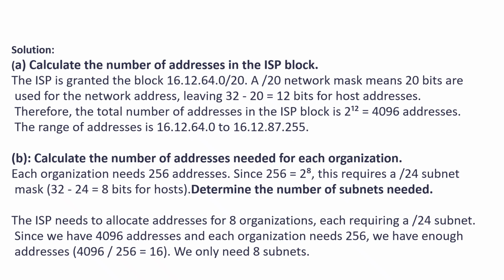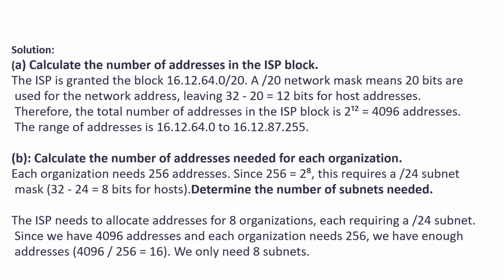So here, each and every block requires 256 addresses. 256 is obtained with the help of 2 power 8. 2 power 8 is equal to 256. Totally 32 bits are there. So 32 minus 8, you will get 24. That is the subnet mask. So 32 minus 24 is equal to 8 bits per host.